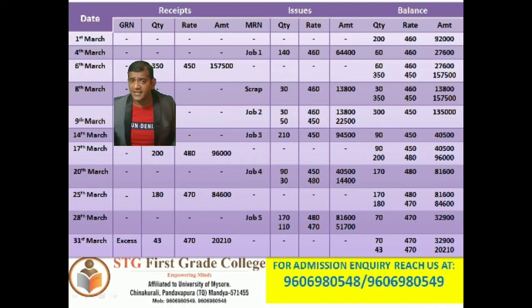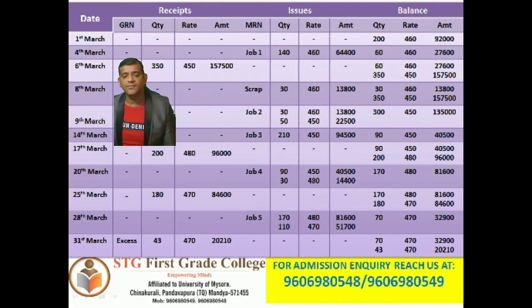There is a receipt. So how many tons we have received? On 17th March we have received 200 tons at the rate of 480 rupees. So 200 into 480, that comes to 96,000 rupees. So then the issues column will always be nil, MRN nil, quantity nil, rate nil, amount nil, because there is a receipt. So when there is a receipt, issues usually come nil. Sometimes both will take place on the same date. That kind of problem also we have done. Clear? So 200 at 480, 96,000 rupees we have received.